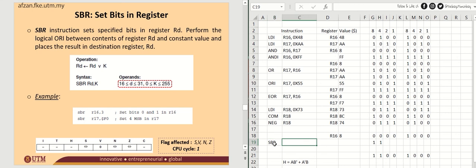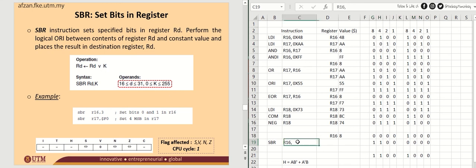Okay, so what register do I want to change the bit in? It's R16. What value am I going to change here? Which bit am I going to change? I want to change this bit and this bit only, while the rest of the bits remain. So how to do that: this is the value that I need to put into my K.